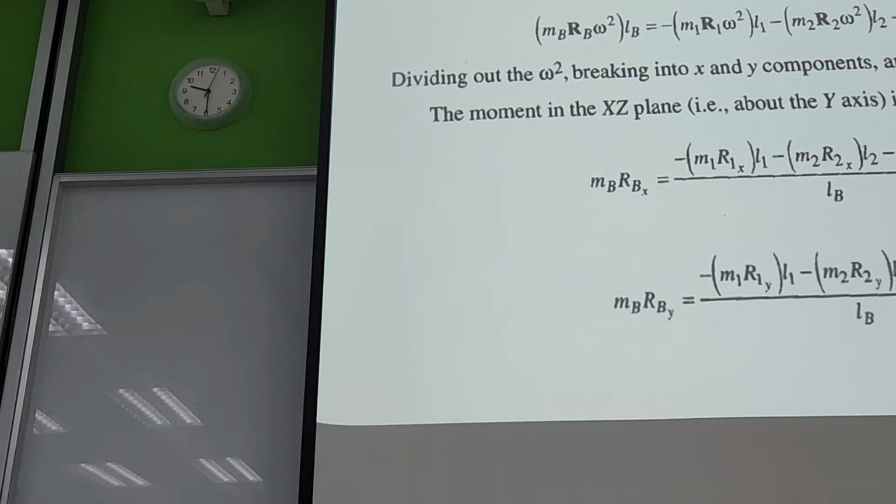Now from this again, this is a vector equation, so you can see omega square is common, so you can take out omega square from this equation. Now the R1, R2, R3, RB, these are the vectors, the position vectors. So you can write in terms of the components. The first one you write x component, and the second one you write the y component. Okay, so now you know everything here. So that means you can calculate what is MB RBX and MB RBY.